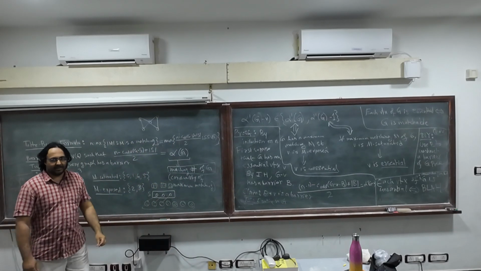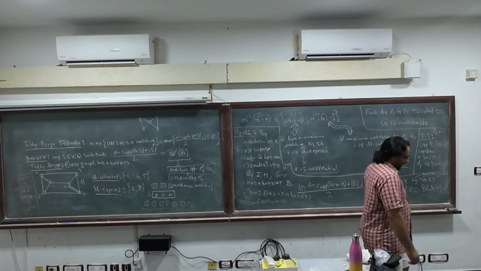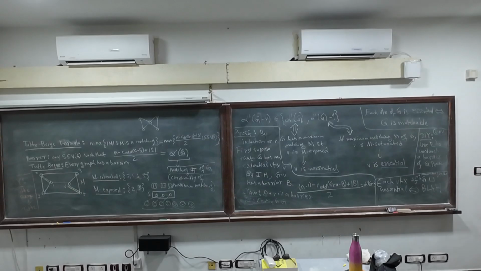This graph has the property that every vertex is inessential. Please check that every vertex of this graph is inessential. Yeah, you agree? Okay, what is the cardinality of a maximum matching in this graph? 2. The number of vertices is 5, so it is (n minus 1) by 2. Yeah?